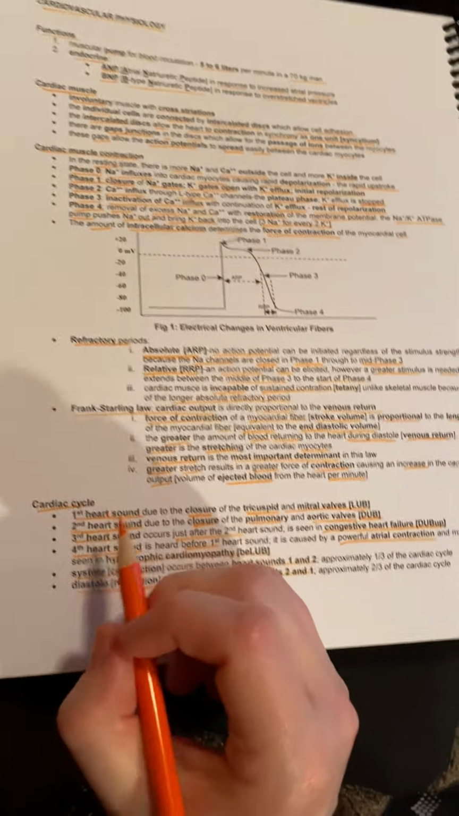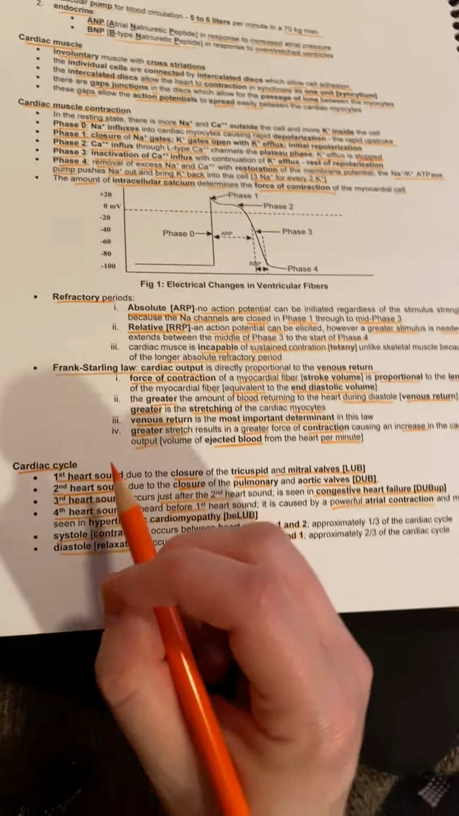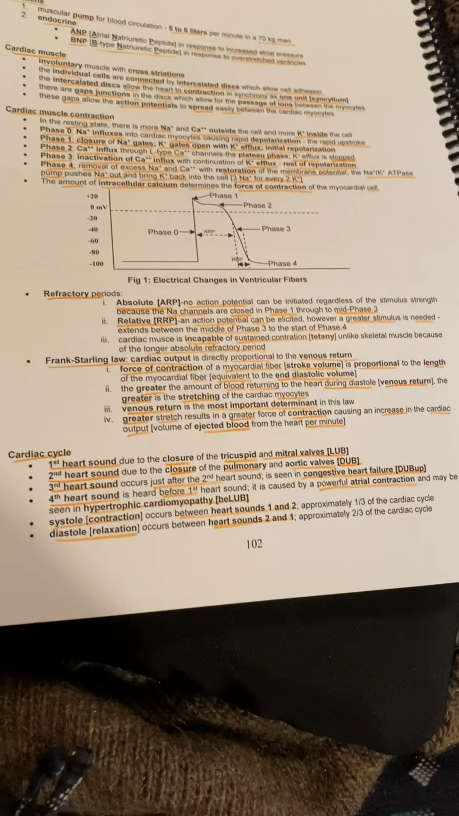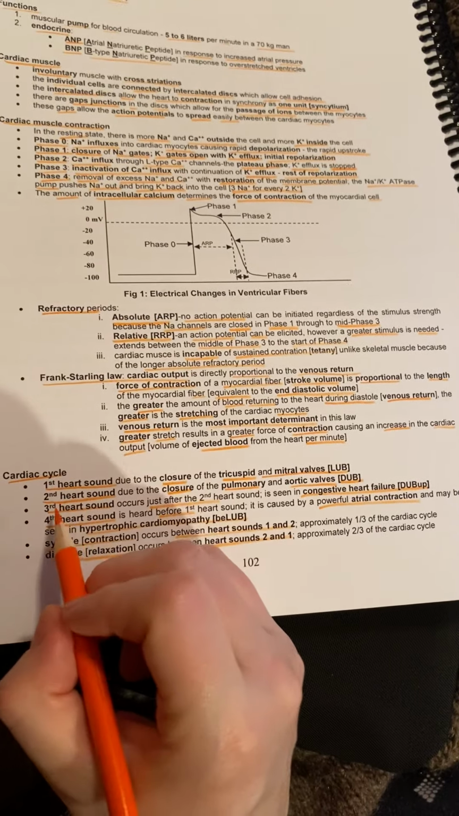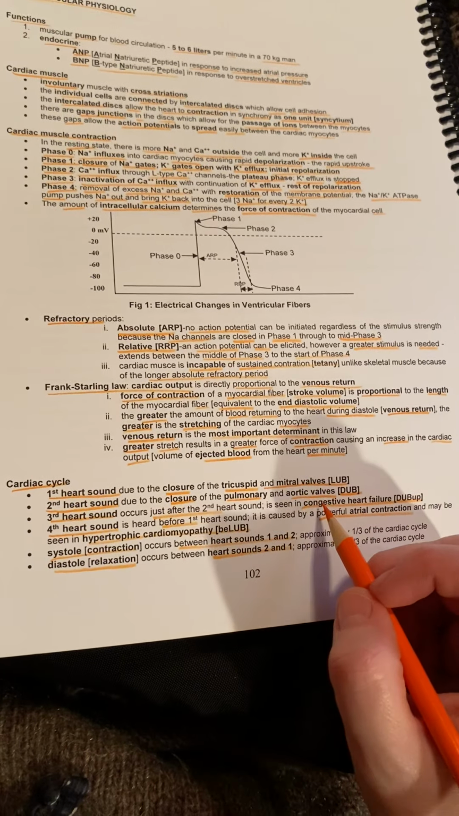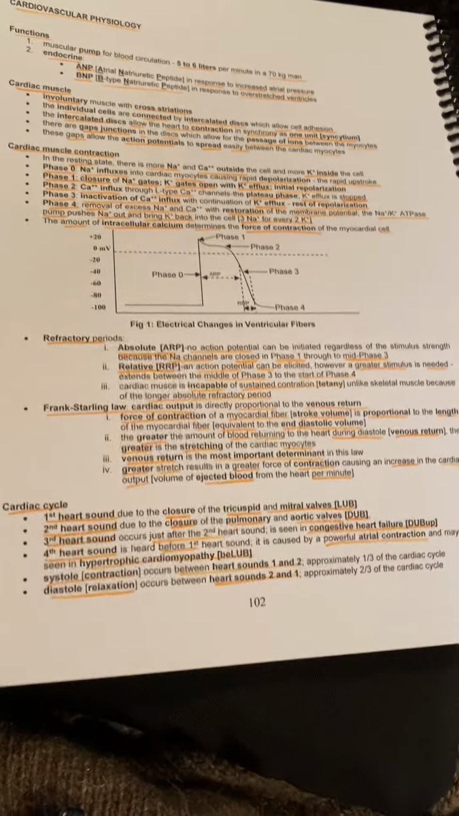Cardiac cycle. First heart sound is due to the closure of tricuspid and mitral valves. Lub is closure of tricuspid and mitral. Second heart sound is due to the closure of the pulmonary and aortic valves. Dub.